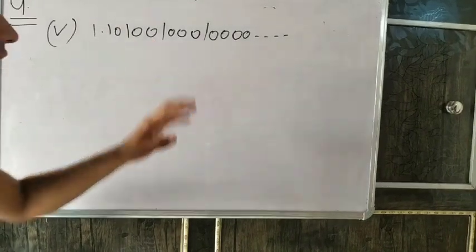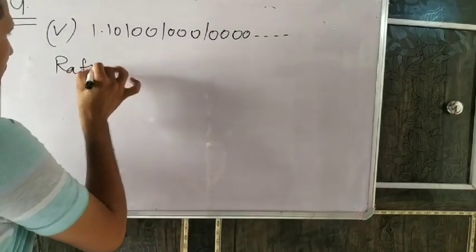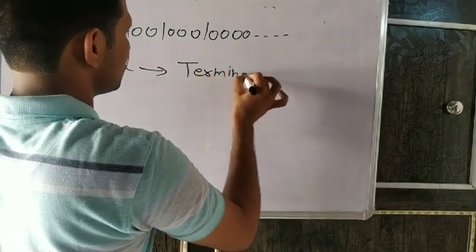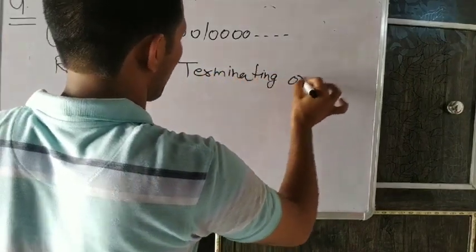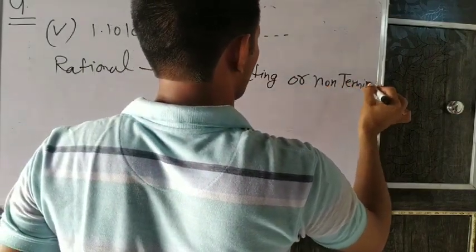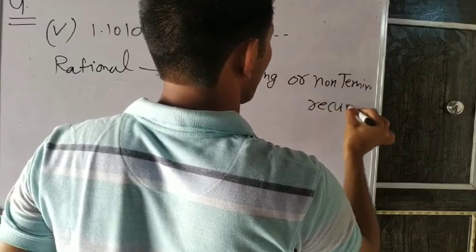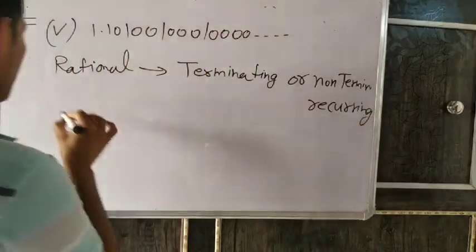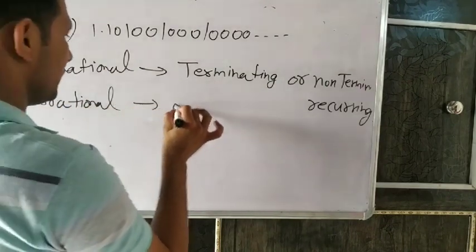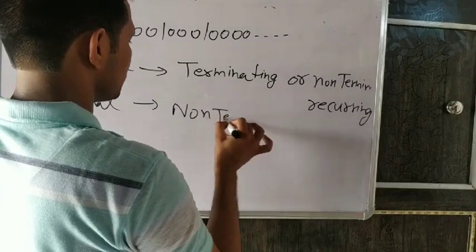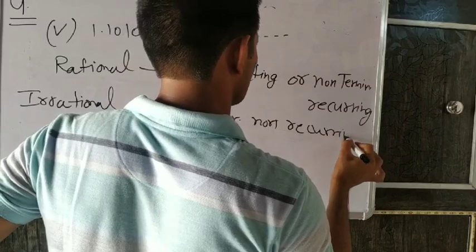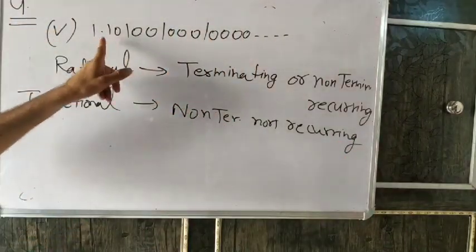What is a rational number? A rational number is terminating or non-terminating repeating, that is, recurring. And an irrational number is non-terminating, non-recurring. So what type? It is never ending.